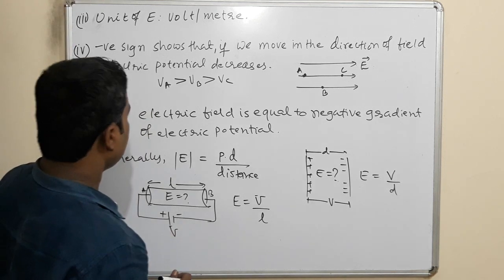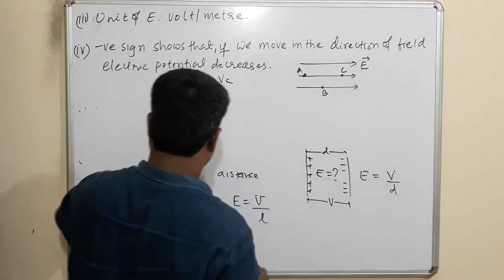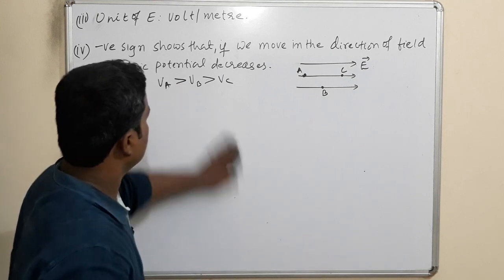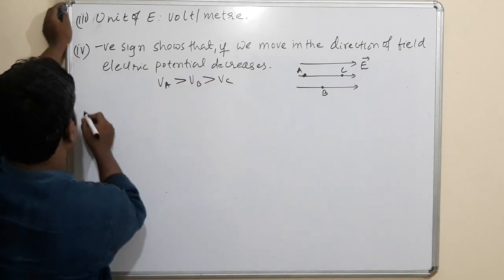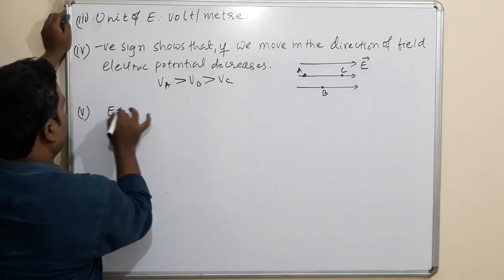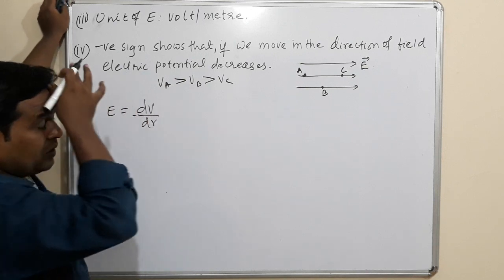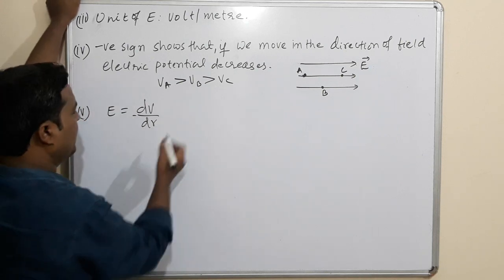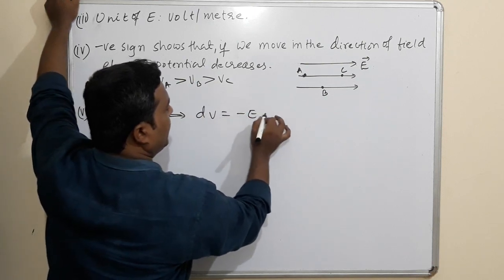Okay, next let's see. E is equal to minus dV by dr. What is dV? It is a potential difference between two points. From this relation, I can write dV is equal to minus E dr.